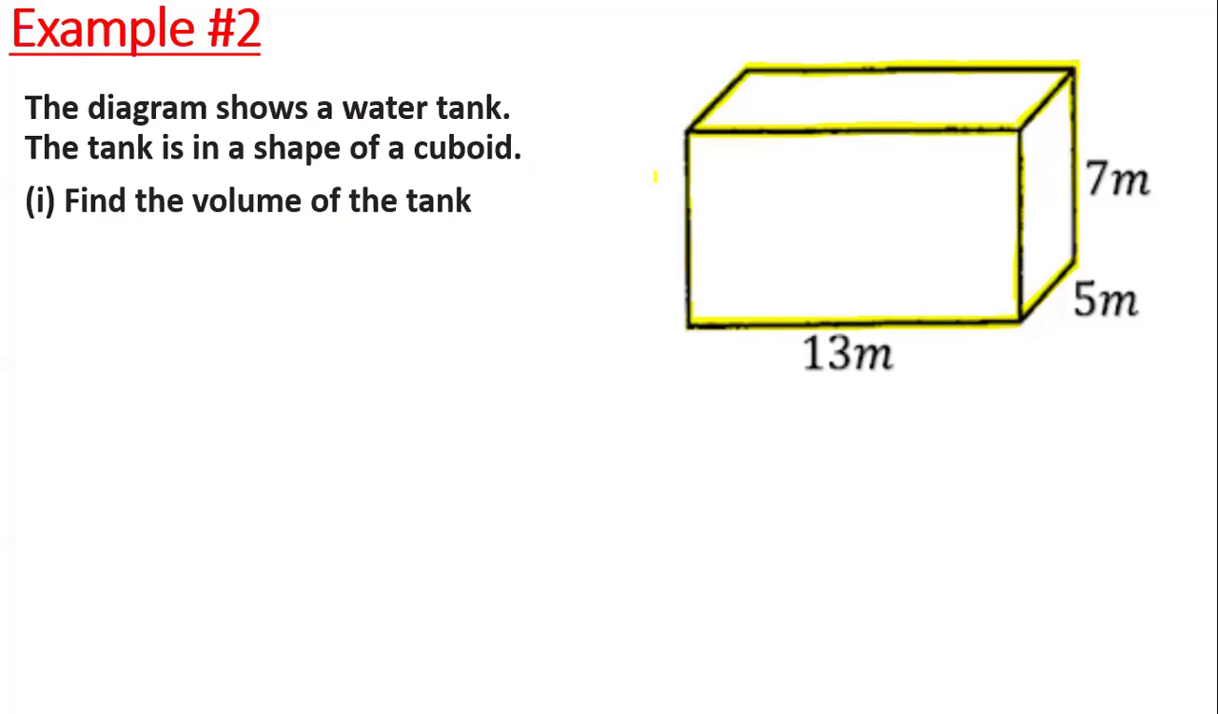Very good. And Dior, where's Dior? Yes, sir. Can you read the question for me, please? The diagram shows the water tank. We can't hear you. You have to speak into the mic. The diagram shows the water tank. The tank is in the shape of a cuboid. Find the volume of the tank.